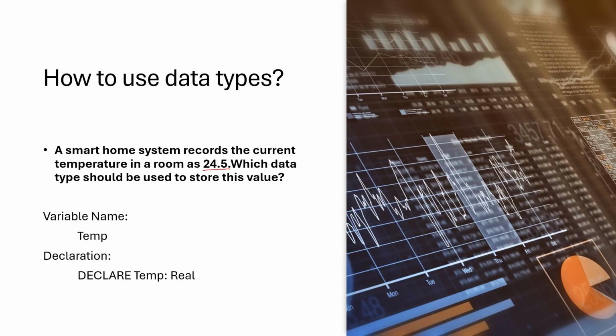Now, what is the name of the identifier? What is it actually? It is the temperature of the room. So instead of taking temperature in a room as an identifier, we can squeeze it down to temp. So the declaration statement you will use for this variable is declare temp colon real.